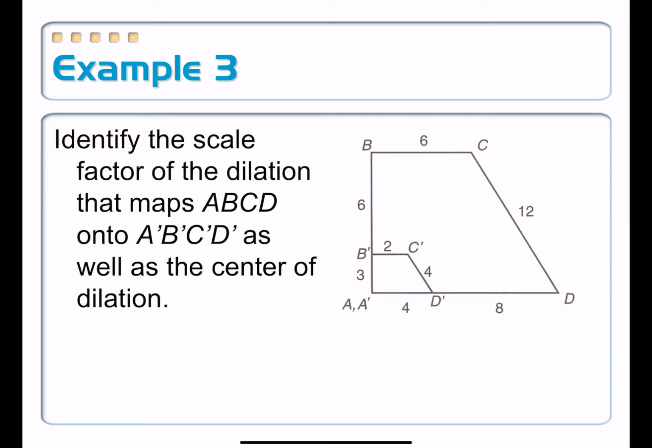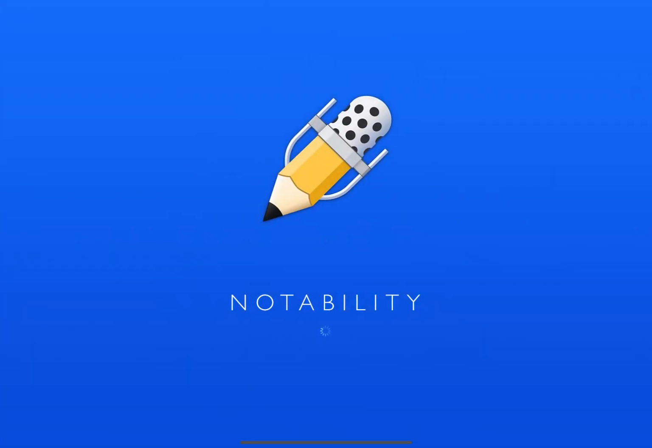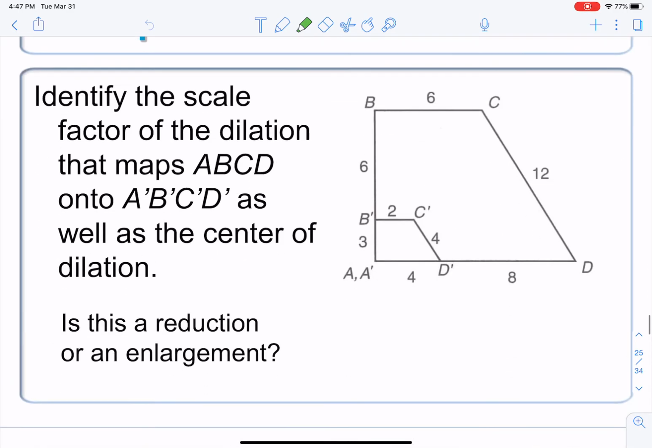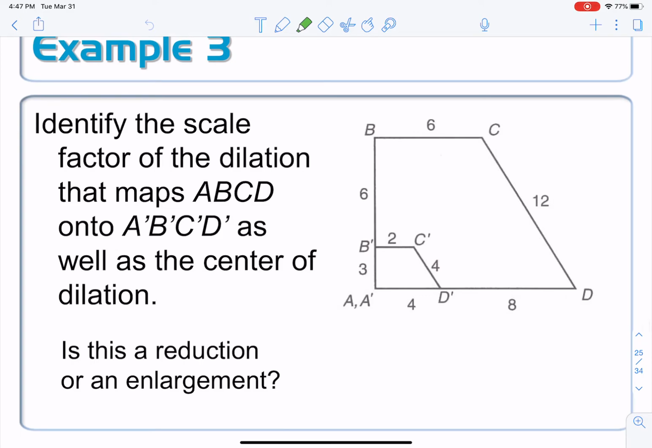Well, notice that we kind of already have that done for us. Come back over here so I can write on the screen. There we go. So, for example, if I were to connect, let's say, with a line B to B prime, and then D to D prime, you can see that they intersect at point A, and notice that point A and A prime are shared. That must be the center of dilation. So the center of dilation here is point A.